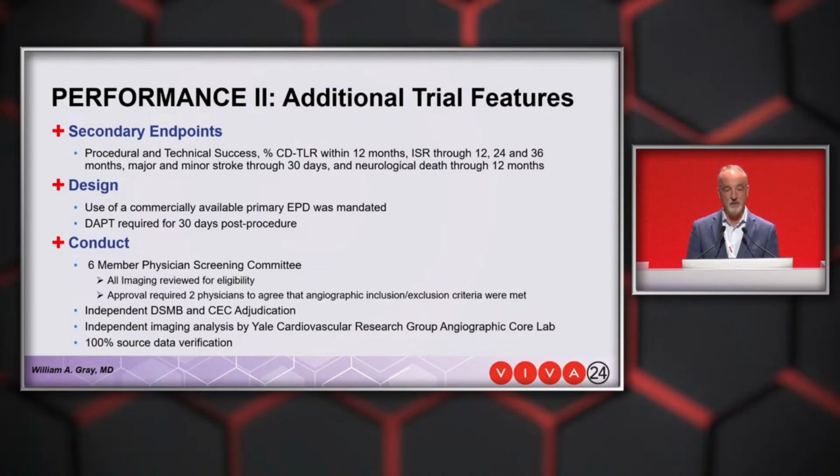The design was that everybody had to have a mandatory commercially available embolic protection device, and dual antiplatelet therapy was required only for 30 days and then per site practice. The conduct of the study included a screening committee which was meant to enforce the established inclusion and exclusion criteria. Any potential patient had a CT submitted to the adjudication committee, and they made sure that the inclusion and exclusion criteria were met. There was an independent DSMB and CEC, and independent imaging analysis by Yale with 100% source data verification.